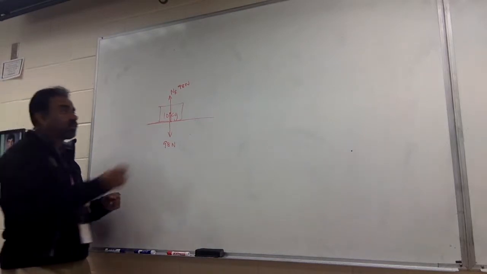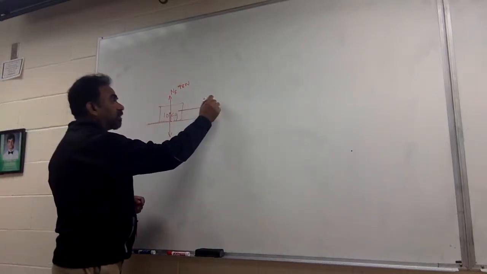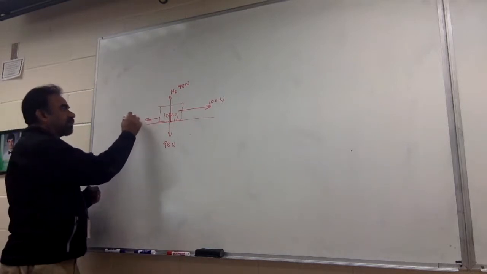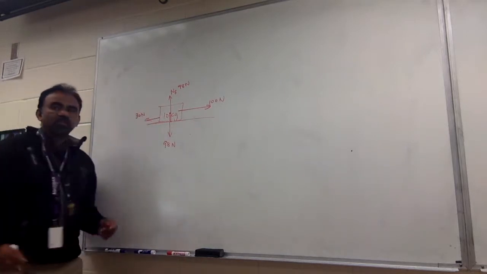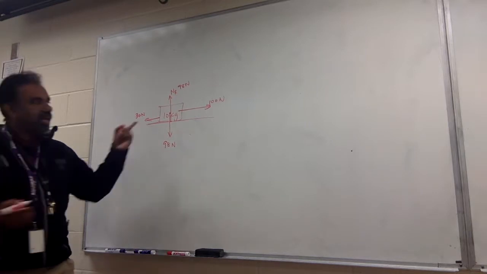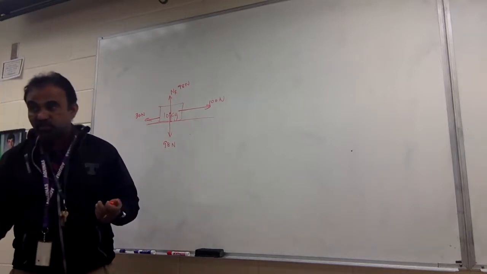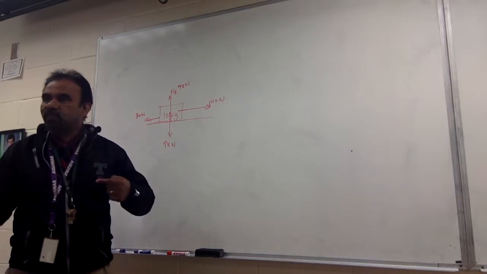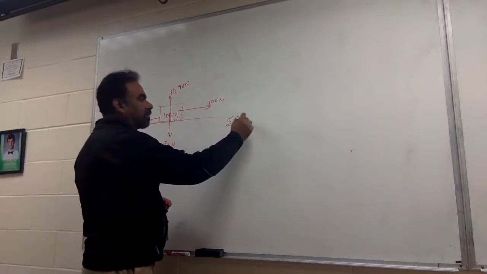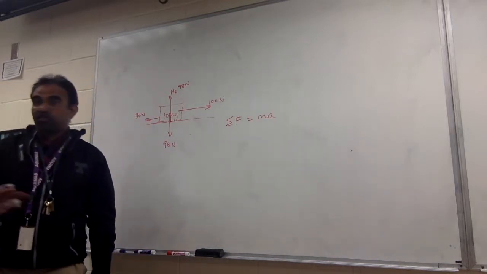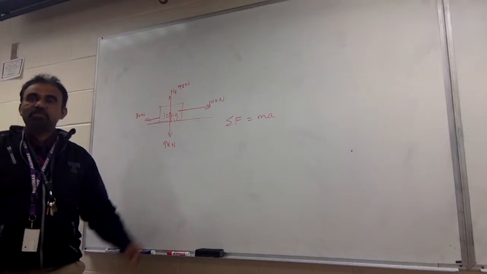Now, if someone is pulling this object forward with 100 newtons, and someone else is pulling this object backward at 30 newtons, what is the net force acting on this object? 70 newtons. So what will happen to the object when there is a net force? What law? Second law. So the net force is equal to ma. See, the equation is a very simple thing, but you need to apply it in the right manner.